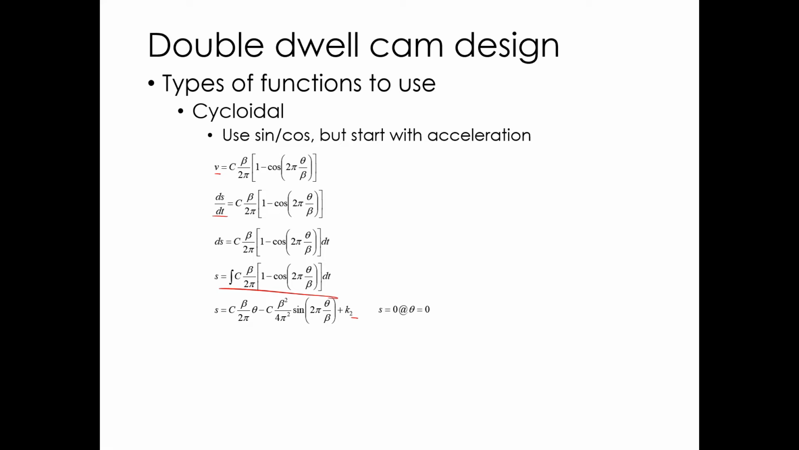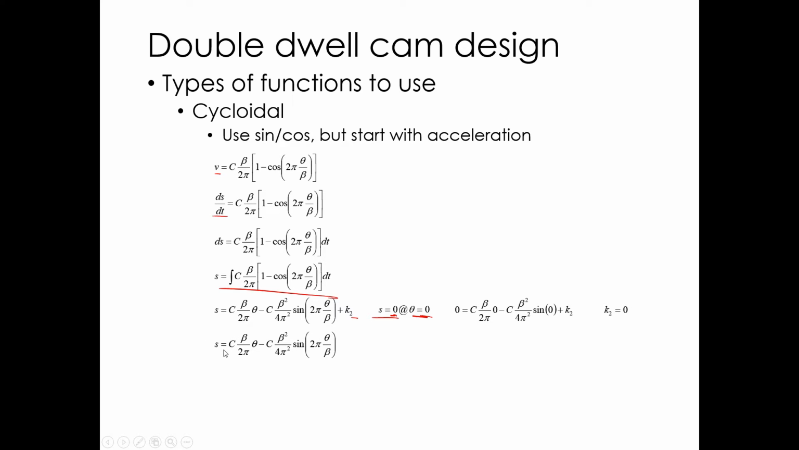Just like with velocity, I use a boundary condition of I want position to be continuous, so at the start of the rise function, where theta is equal to 0, I want the position to be 0 as well. Plug in 0 for theta, 0 for s, and it simplifies out, and I get K2 equal to 0, which is great.